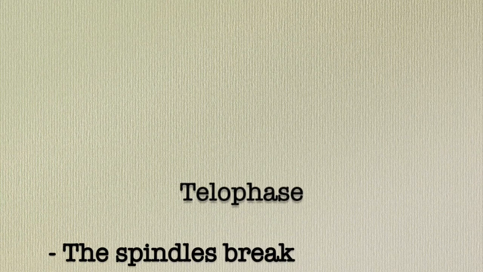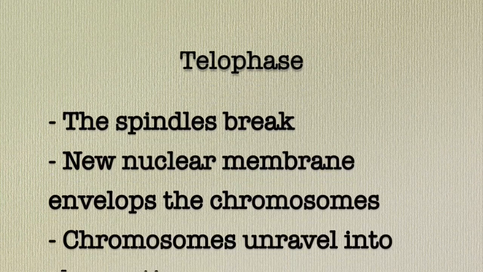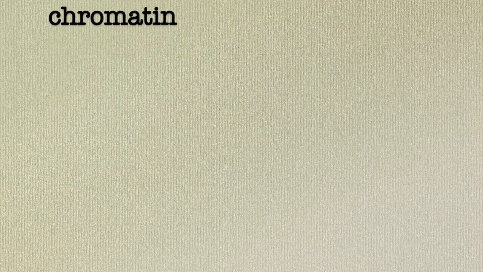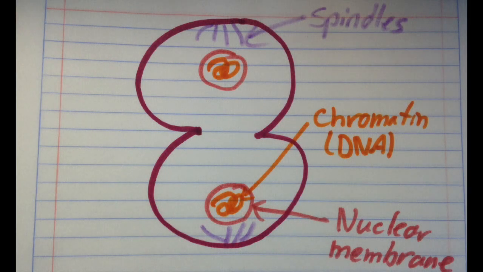During the telophase, the spindles break. A new nuclear membrane envelops the chromosomes, and the chromosomes unravel into chromatin once again. We can see in the image how the cell is about to split. The spindles are broken and no longer attached to the DNA. Around the DNA, we see a new nuclear membrane on both sides. We also see that the DNA inside the nucleus has unraveled from chromosomes into chromatin once again.